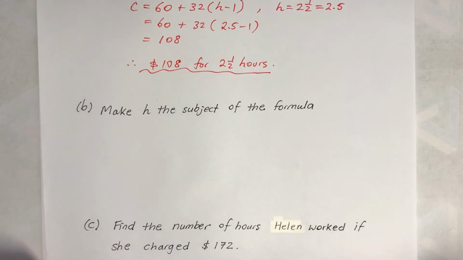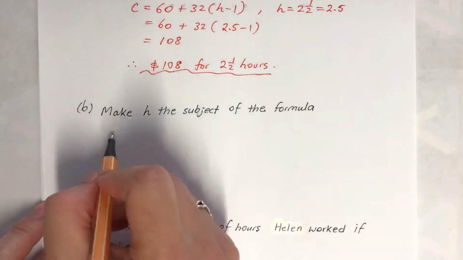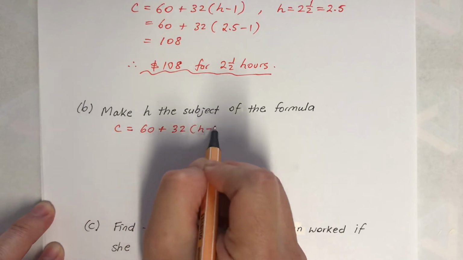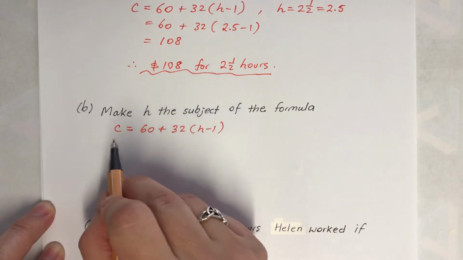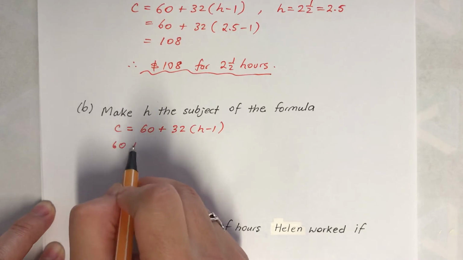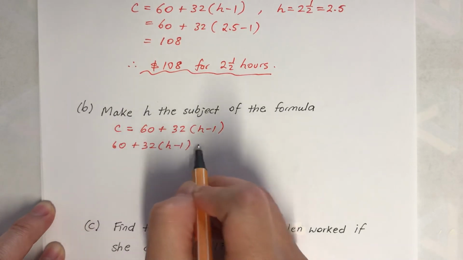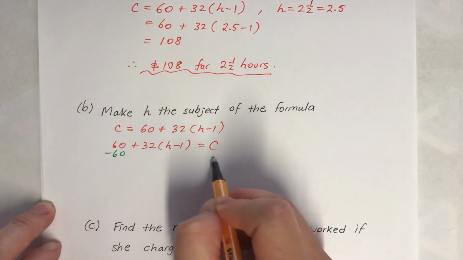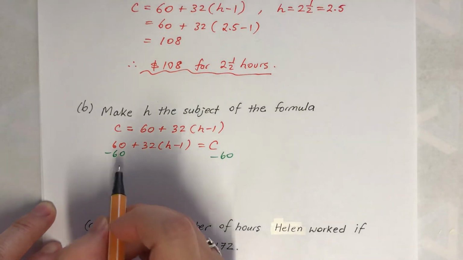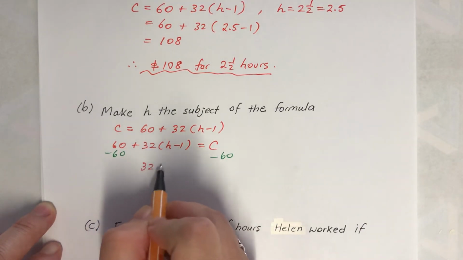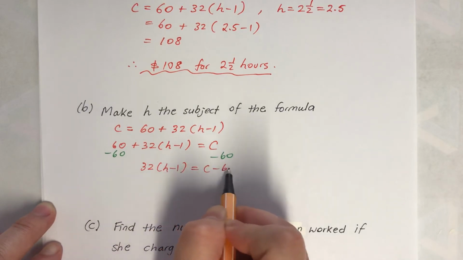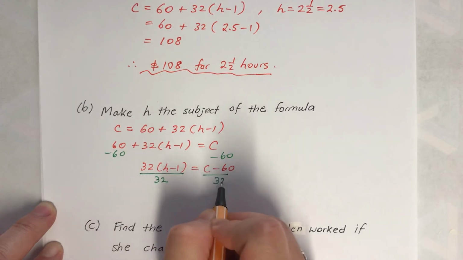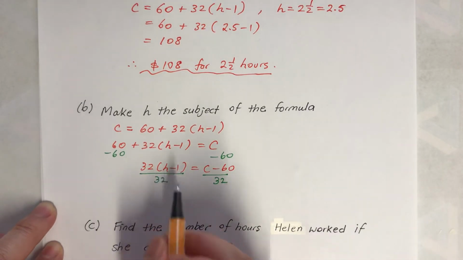Okay, so next, part B: make H the subject of the formula. So I've got C equals, I'm just going to rewrite the formula. And I'm going to make that H the subject. So I want it to be on the left-hand side. So I'm swapping around. Equals C. And I'm going to get rid of the 60. Remember, you've got to do exactly the same thing on the left-hand side as the right-hand side. So you're left with C minus 60. And I'm going to divide by 32, because my mission is to make H by itself.